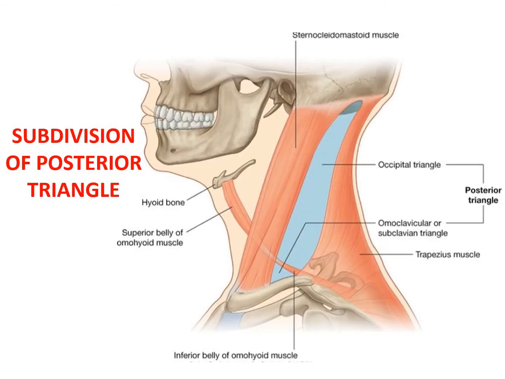So, the posterior triangle is subdivided further by the inferior belly of the omohyoid muscle into a larger upper part known as the occipital triangle and a smaller lower part known as the supraclavicular or the subclavian triangle. So let us now consider the two triangles separately.